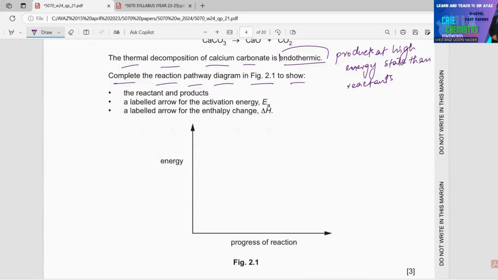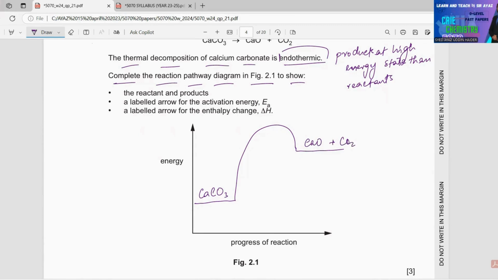So I'm going to show the reactant here. This is the reactant, and here's energy, and then we have the product. So write down the symbols for the reactant, which is CaCO3. The products are calcium oxide, which is CaO, plus carbon dioxide, CO2.